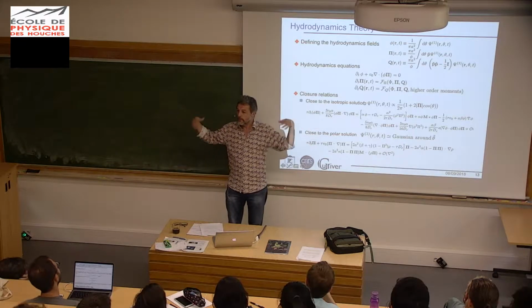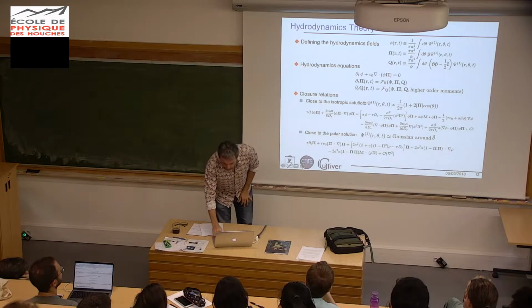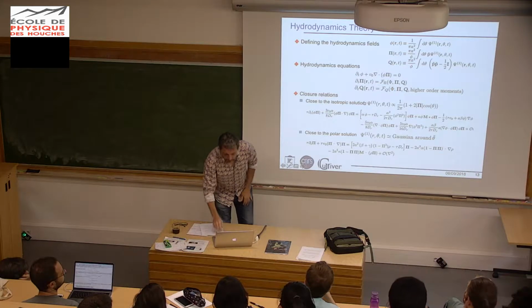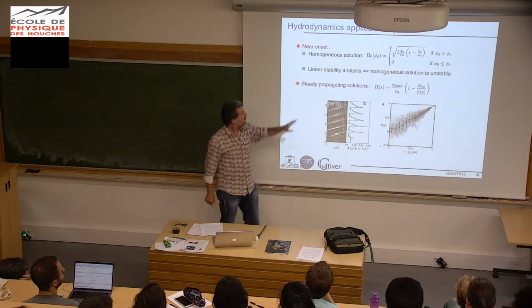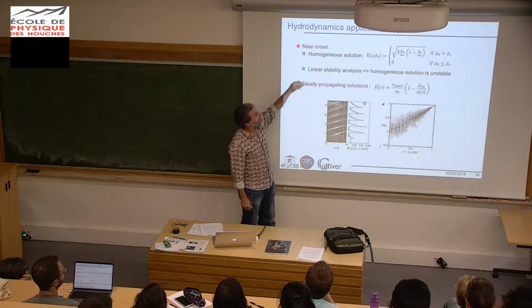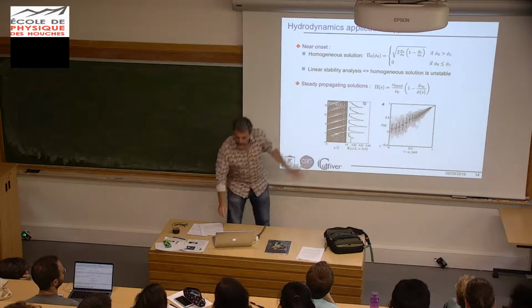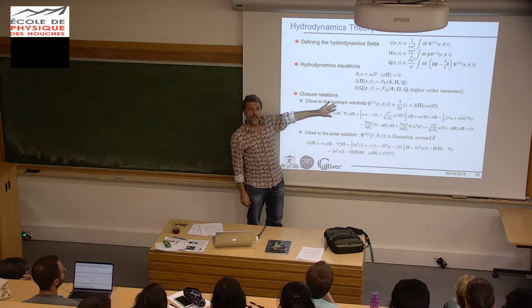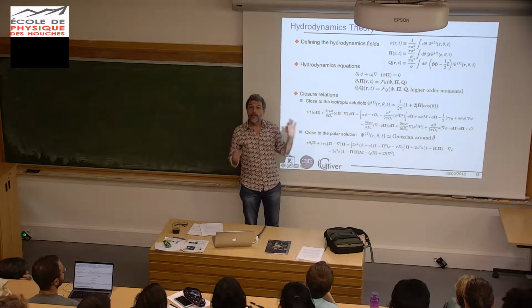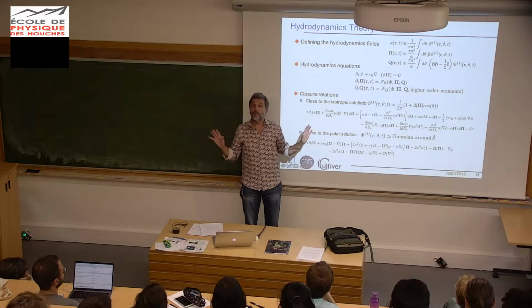This is something we know since more than a century. So let's do it to see, I mean, we don't do all this calculation for the fun of it, at least not me. So near onset, there is a very easy calculation that you can do. You are near onset, so you know you are close to the isotropic solution, and say, okay, let's look for a solution that does not depend on space.